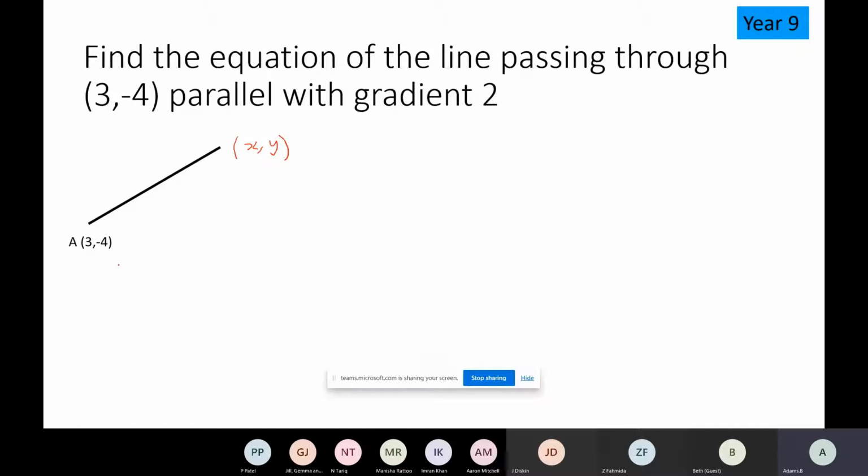And if we do that, we can then say the gradient of this, y plus 4 over x minus 3, is equal to 2. And I like to say to the students at that point, we now have the equation of a line. We've solved the question. We've essentially found the equation. And it doesn't take long for people to say, oh, but it's not normally in that form. We don't normally see them like that.